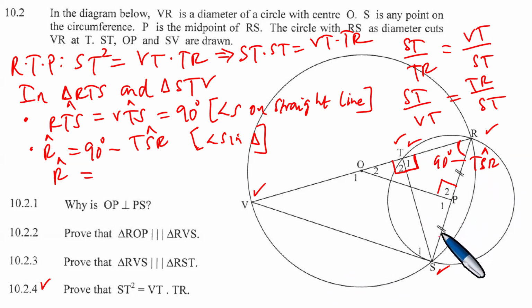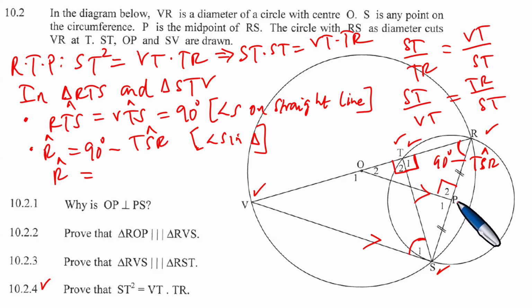But now, what is the size, therefore, of the angle TSV? This angle here. What is the size of this angle there? Because you already know that this is parallel to this. That OP is parallel to PS.